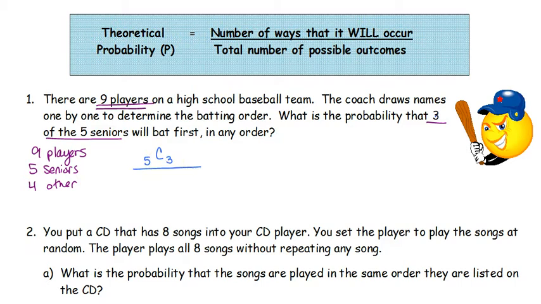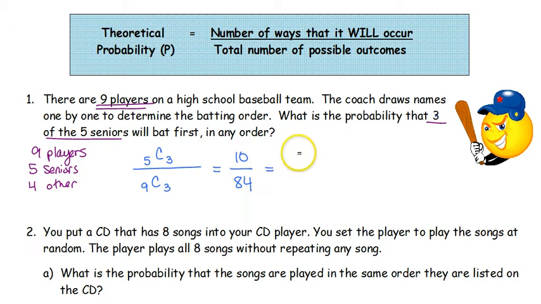And on the bottom, we want the total number of possible outcomes. The total number of players that we have are 9. So the total would be 9 choose 3. On top is only the likelihood that's going to occur. That's why we're only choosing out of 5. On the bottom, it's the total, and the total is choosing out of 9. So that gives us 10 out of 84.